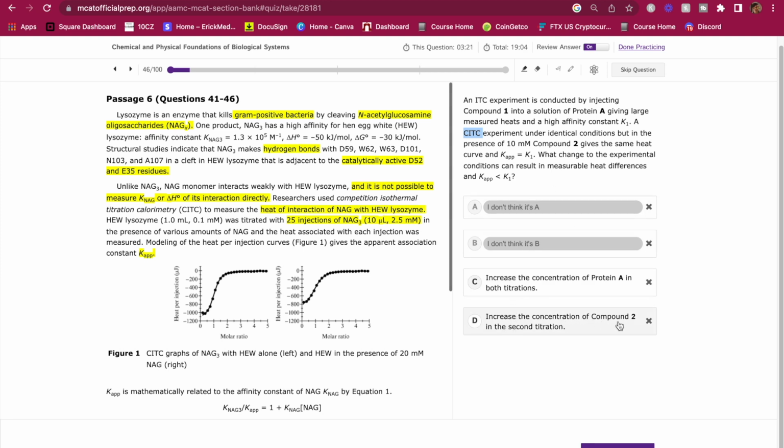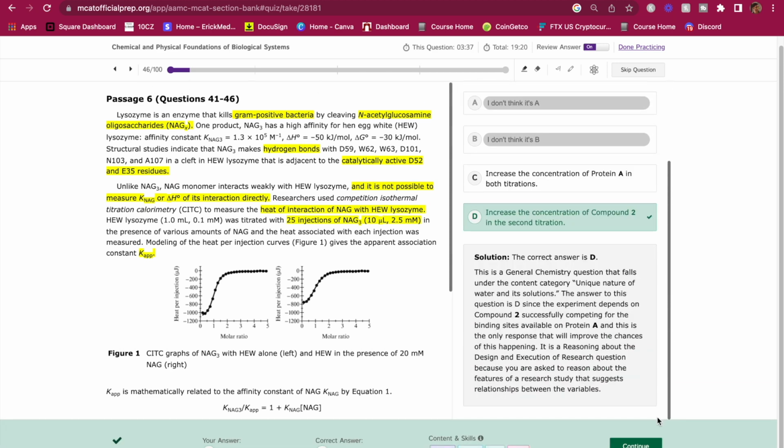Increase the concentration of compound 2 in the second titration. Yes, if we increase this, compound 2 is going to win. We're going to have a different amount of heat. It could be more or less. It's going to be a different amount of heat being given off, and the affinity will change 100%. So the answer for this one is D. And here's the explanation if you guys would like.